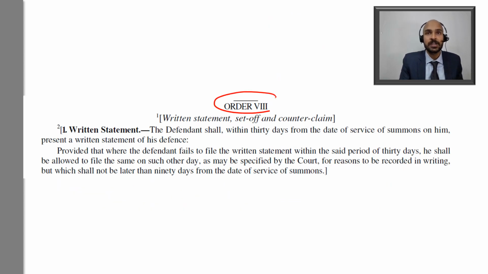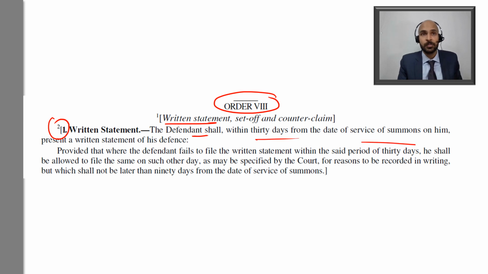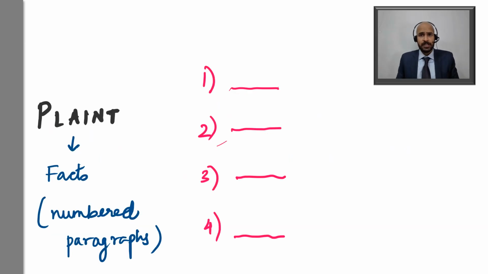Let's see a similar provision in Order 8 as well. Order 8 deals with written statements, and Rule 1 says that the defendant shall, within 30 days of the summons, present a written statement. You can see from the proviso that this can be extended to a period of not more than 90 days. Now you know that a plaint in its main body has certain facts that are numbered 1, 2, 3, 4. So you have these points with you.